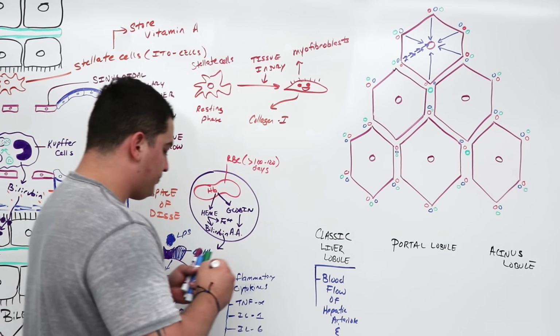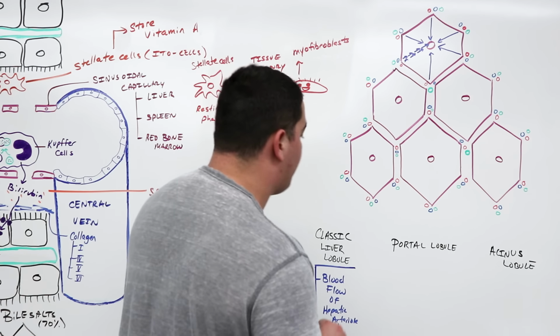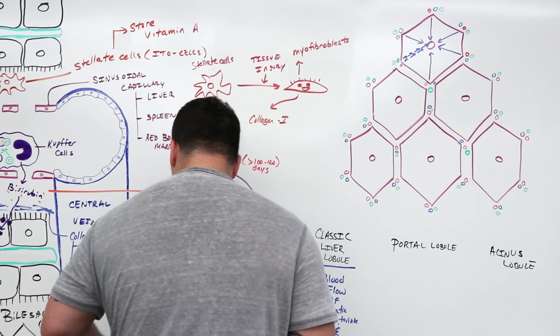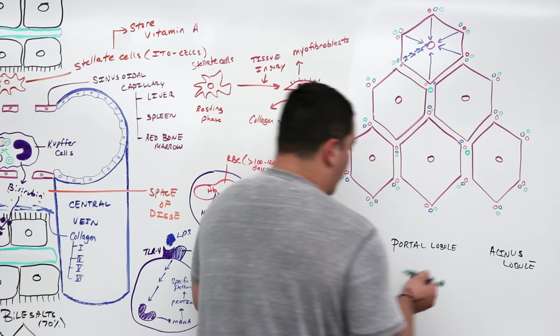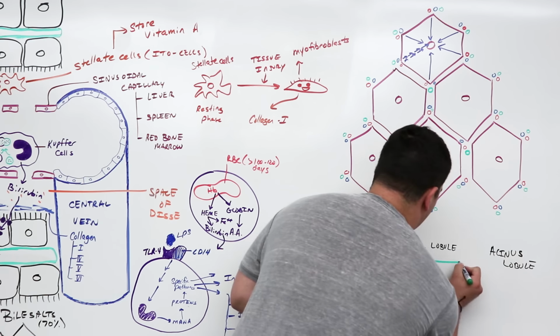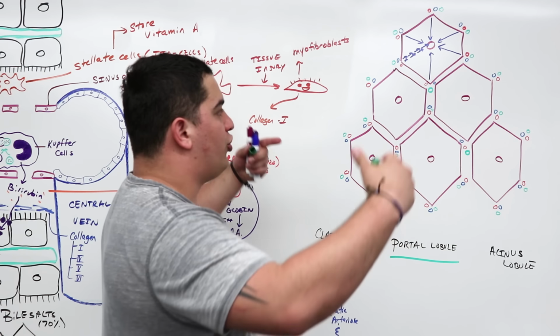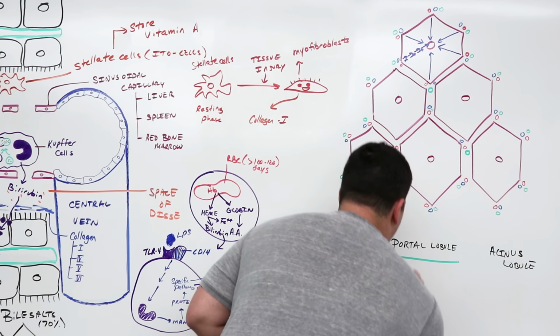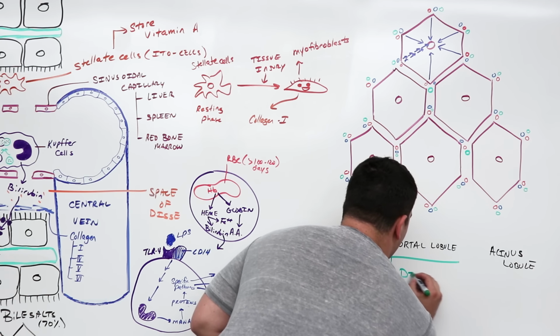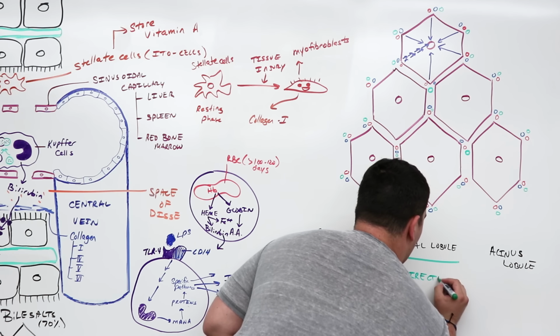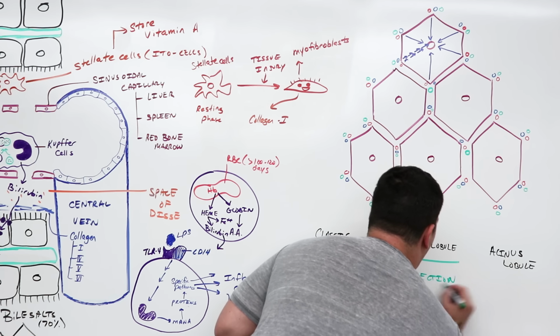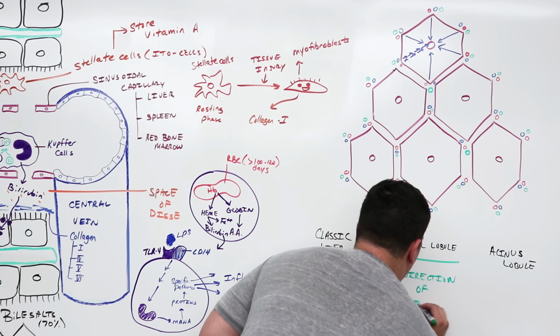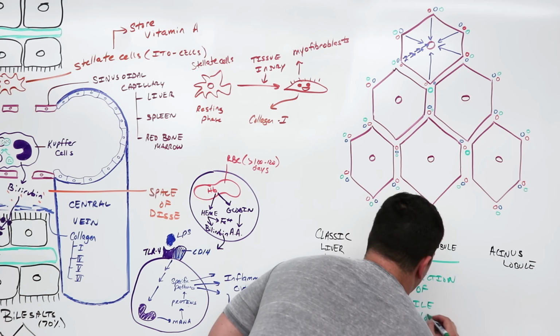The next one is the portal lobule. And the portal lobule is referring to the actual direction of the biliary flow, okay? So it's looking at the direction of the bile flow. So what do I mean?